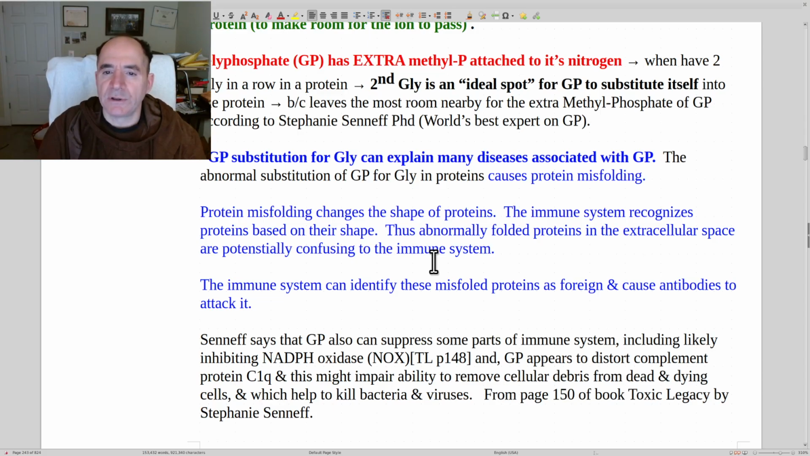And it can substitute into proteins, according to Stephanie Seneff. She wrote an entire book about it, called Toxic Legacy. And she thinks that explains a lot of diseases associated with GP. It's substituting for glycines in proteins and then causing the proteins to be damaged. They could be misfolded, and when they're misfolded, they can't carry out their normal functions. And it can lead also to dysfunction in the immune system. She thinks it's distorting the complement protein C1q. I even referenced it right there in her book.